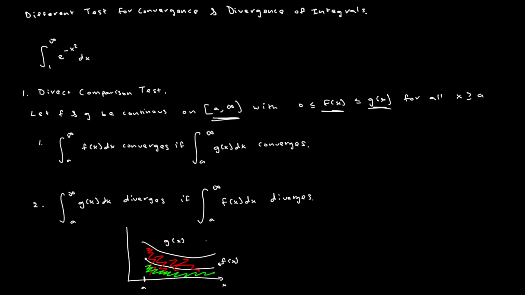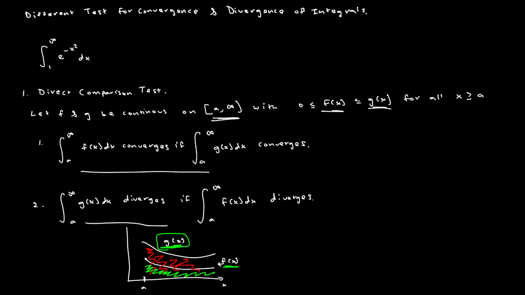And therefore, if we are able to upper bound f of x and prove that that upper bound, which in this case is g of x, converges, then our other function also must converge. And so that's the first statement, and that's the intuition behind why that's true. And you can make the same argument for the second statement.